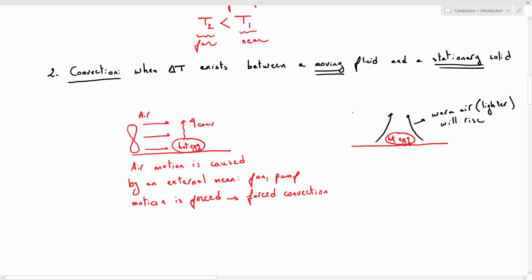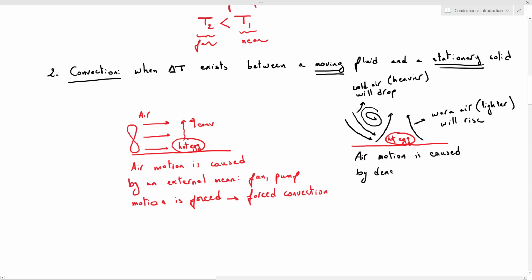And the surrounding cold air is heavier. So here we have cold air that is heavier, and that's why it will drop. And the cycle will continue. So the cold air will become now in contact with the hot egg, it will become warmer and it will rise, and so on. So we have this motion here. So the air motion is caused by the density difference.